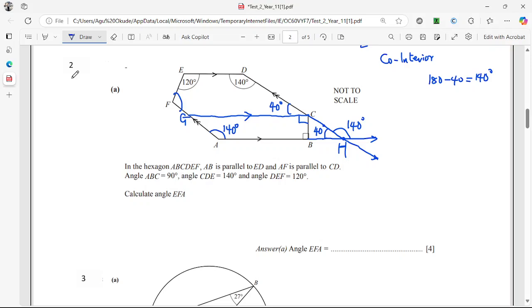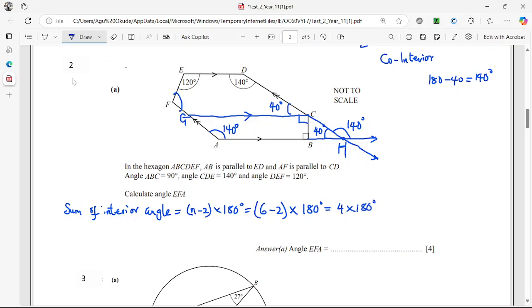Now this shape is a hexagon, right? So let's get the sum of interior angles. The sum of interior angles of a hexagon, whether regular or irregular, the formula remains the same. The formula is n minus 2 times 180 degrees. A hexagon has 6 sides, so I have 6 minus 2 times 180 degrees. So this is 4 times 180 degrees, and I have 720 degrees right there.